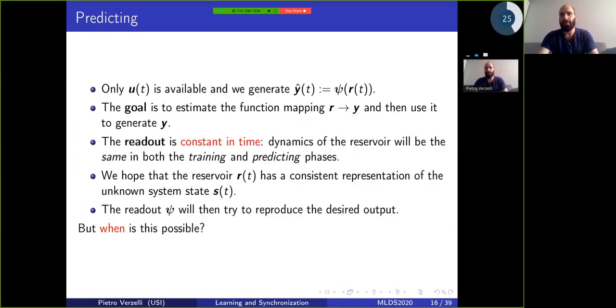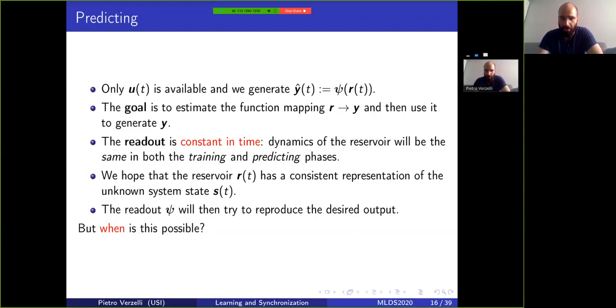And so then we need to predict the signal, right? After a certain point, we won't have any Ys anymore, and we need to approximate our Y because we only have U in what we call the predicting phase. So in the predicting phase, you only have U, and you want to generate Y hat. And the goal, of course, will be to estimate the function mapping R to the true Y, assuming that this map exists, and you want to generate the true Ys, doing approximation, of course.